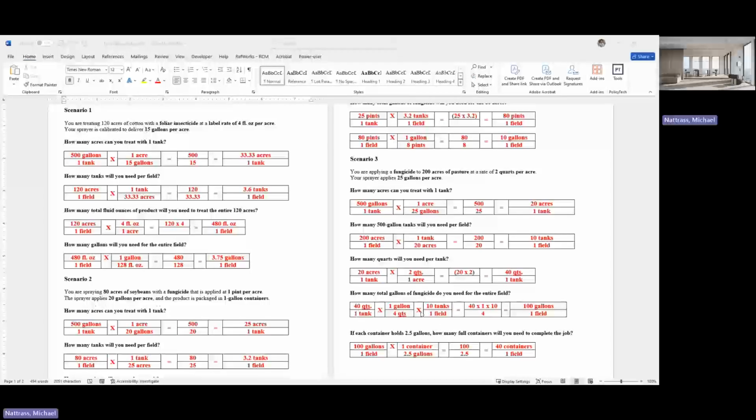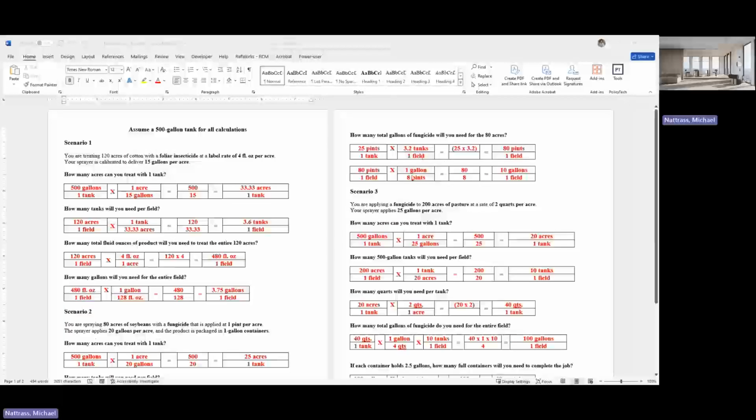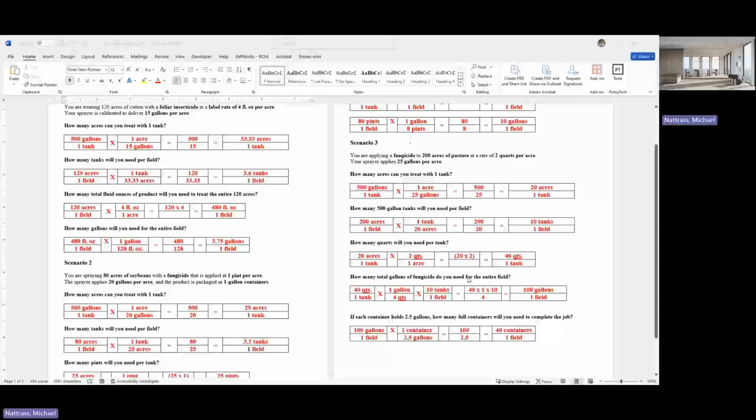I just did this all the way across instead of making this a 2-step like I did here. Okay, that's all I did. No big deal. Multiply across the top: 40 times 10 divided by 4. So 400 divided by 4 gives us 100 gallons per field.